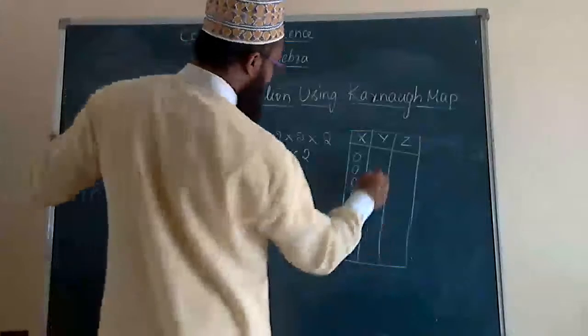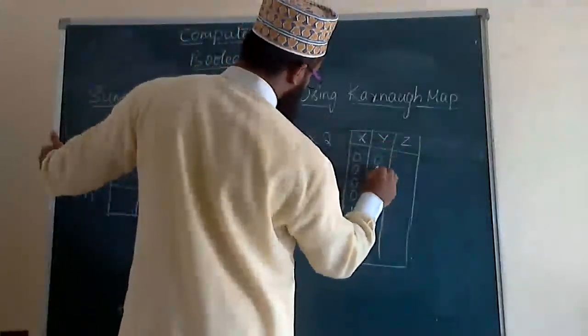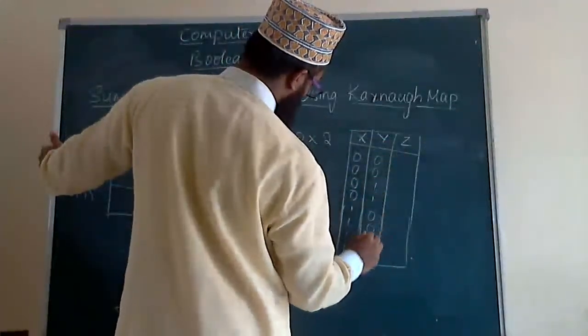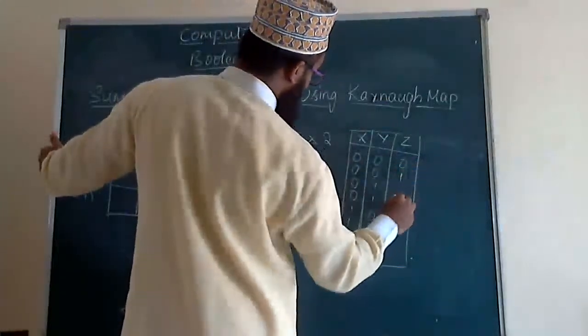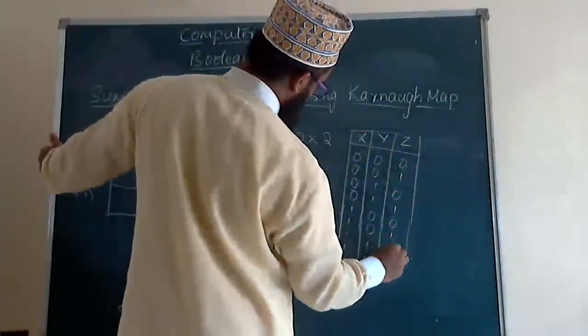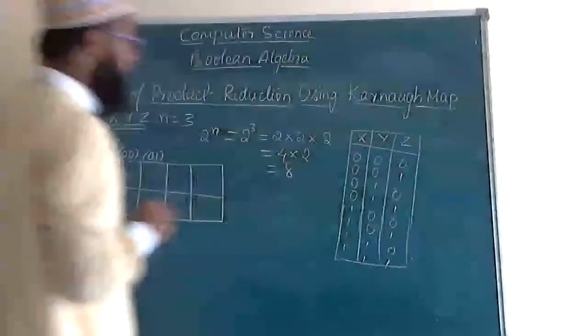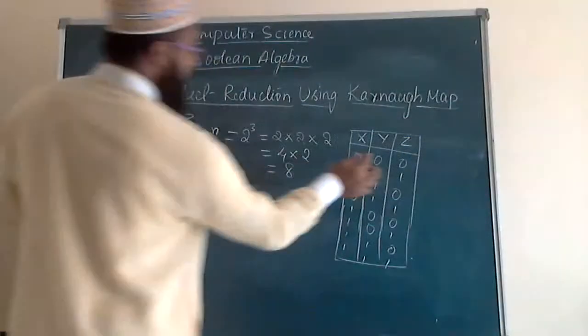Okay, then for y we will take 0 0 1 1 0 0 1. Then for z, 0 1 0 1 0 1 0. Now we have to write. How? First take these two.